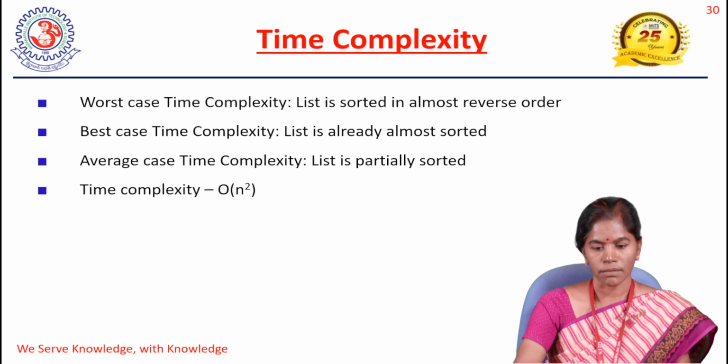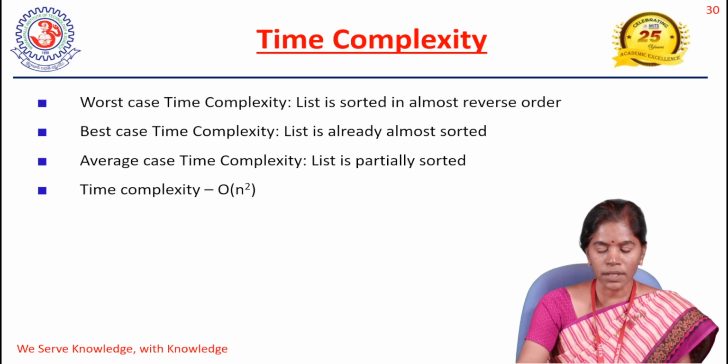Time complexity. There are three time complexities: worst case, best case, and average case. The worst case is when the elements in the list are sorted in almost reverse order. Each and every element of the list should be relocated because it is in reverse order. That is the worst case time complexity. So many comparisons we do.